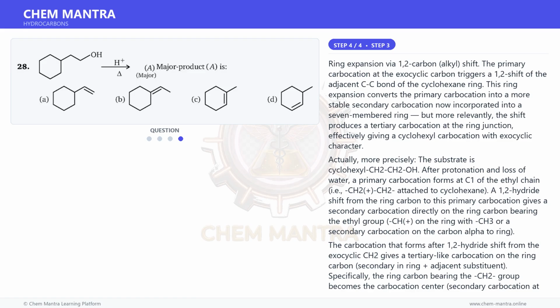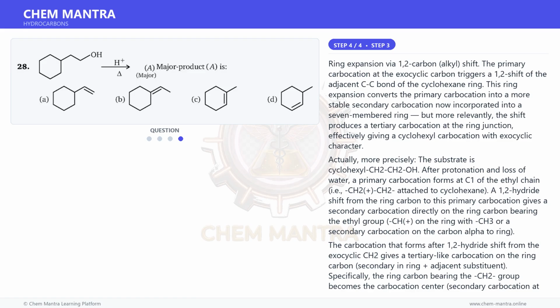Why other options fail? A. Vinylcyclohexane. This would result from simple dehydration without rearrangement, giving a less substituted, terminal alkene, not the major product. C. 1-methylcyclohex-1-ene. This would require ring contraction or a different rearrangement pathway, not consistent with the straightforward 1,2-hydride shift mechanism here. D. 4-methylcyclohex-1-ene, same issue as C, does not follow from the expected carbocation rearrangement.